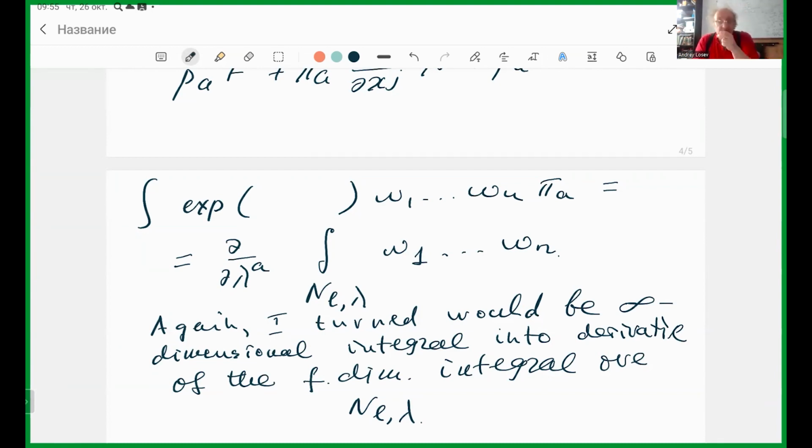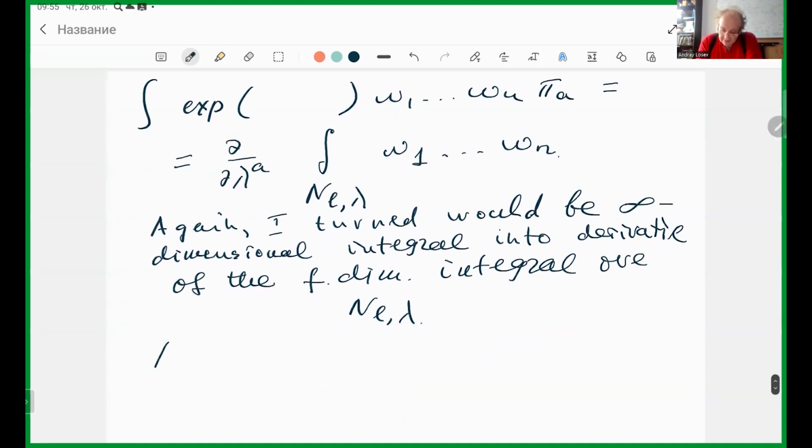And I have a feeling that I am coming to the break. Okay, why am I writing it? After the break, I'll apply this trick to defining infinite dimensional integrals over the curved space.